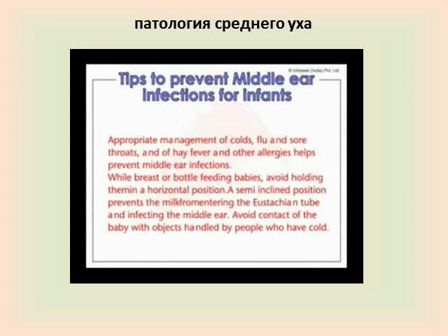Tips to prevent middle ear infections for infants. Appropriate management of colds, flu and sore throats and of hay fever and other allergies helps prevent middle ear infections. While breast or bottle feeding babies, avoid holding them in a horizontal position. A semi-inclined position prevents the milk from entering the eustachian tube and infecting the middle ear. Avoid contact of the baby with objects handled by people who have colds.